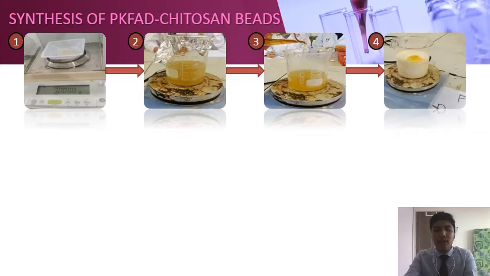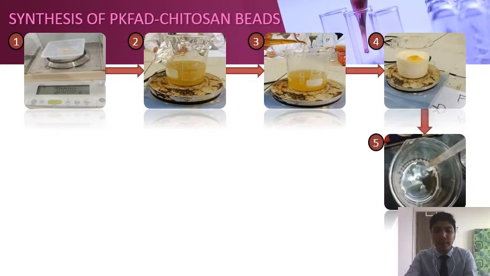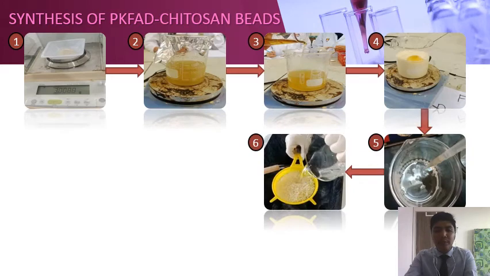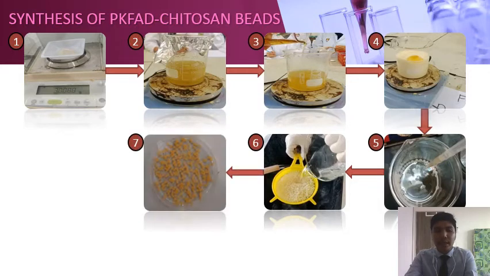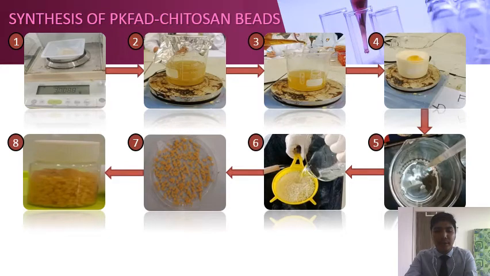Then it will be continuously stirred for 3 hours at room temperature. To form the beads, the PKFAD chitosan solution was added dropwise into a methanol ammonia solution at a 9:1 ratio by using a plastic dropper. The beads were left for 1 hour. After that, the PKFAD chitosan beads were filtered and rinsed with distilled water until the pH of the filtrate became neutral. The beads were dried using an oven at 50 degrees C for 24 hours. The beads were ready for the adsorption process.